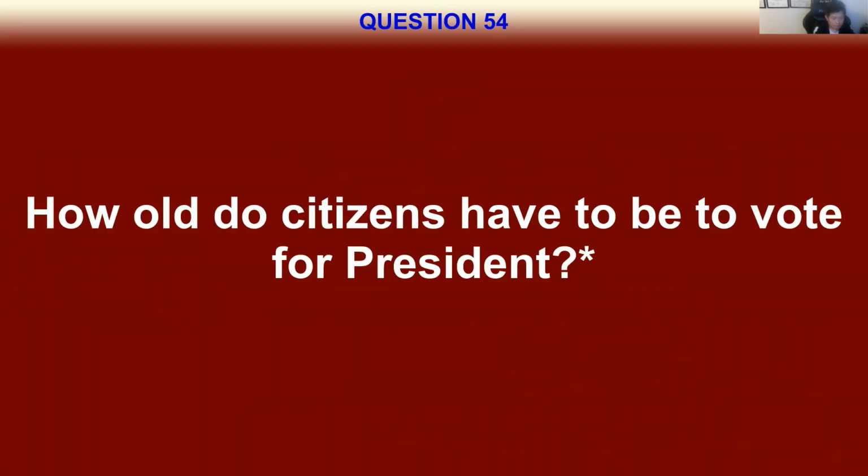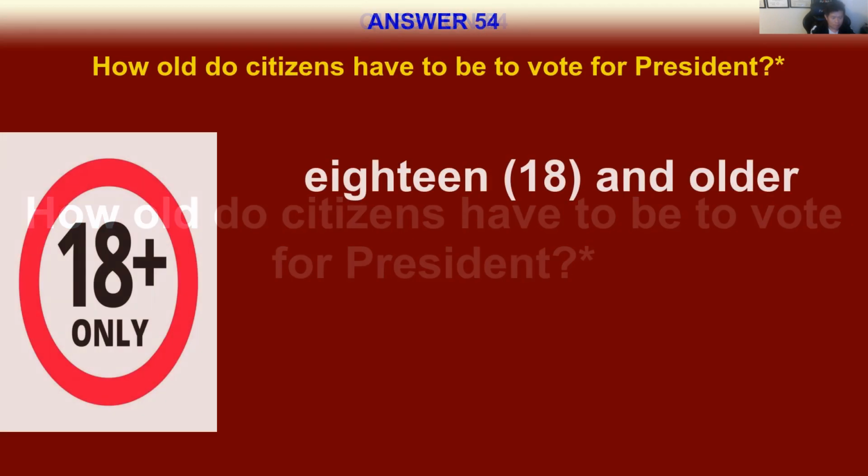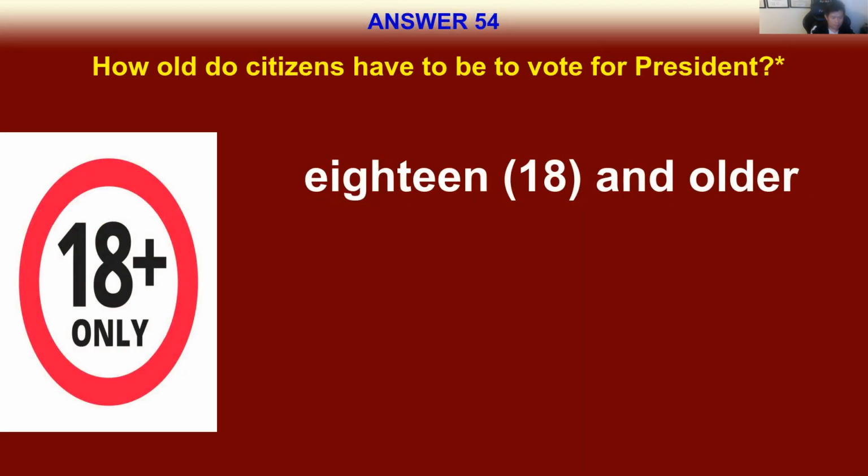How old do citizens have to be to vote for president? Eighteen and older.